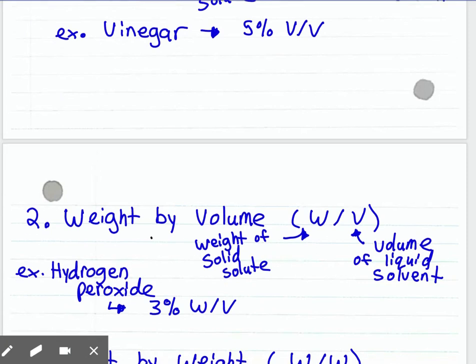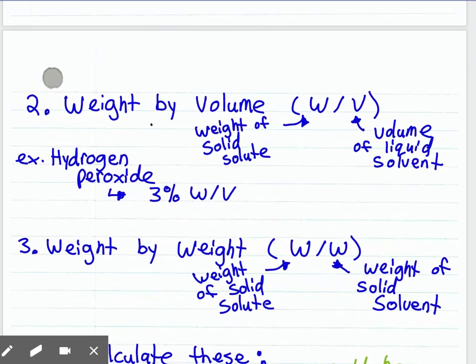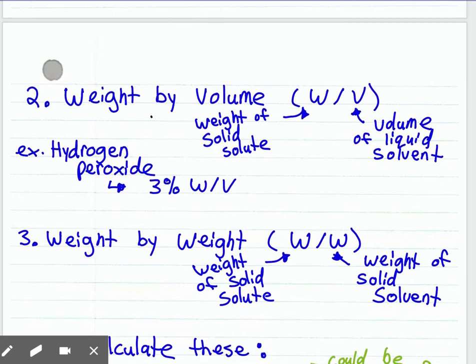And then finally, the third way to communicate our concentration is weight by weight. This is when you have a solid solute and a solid solvent. This would often be used for creating steel. I also think it's used in white gold, because white gold is a solid. It is an alloy. The two most common that you will probably come across in your everyday life are volume by volume and weight by volume.